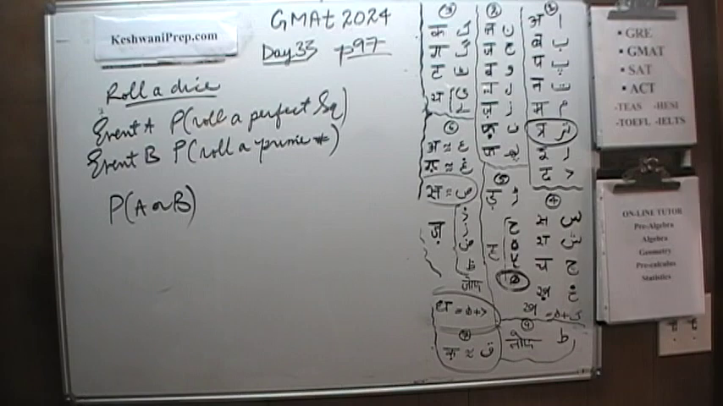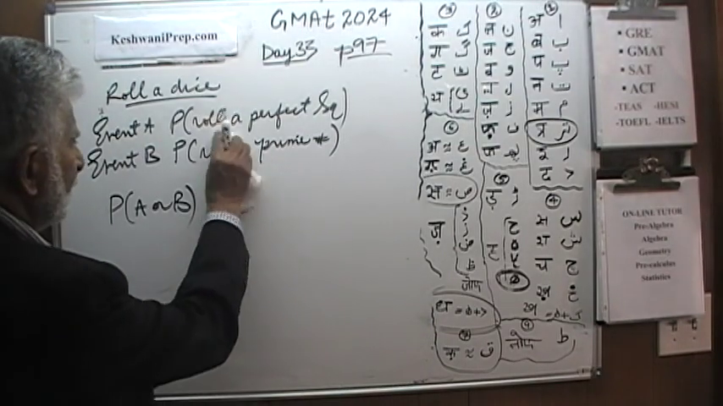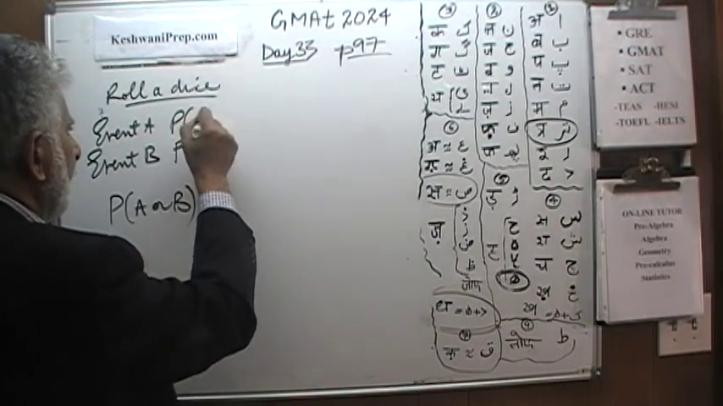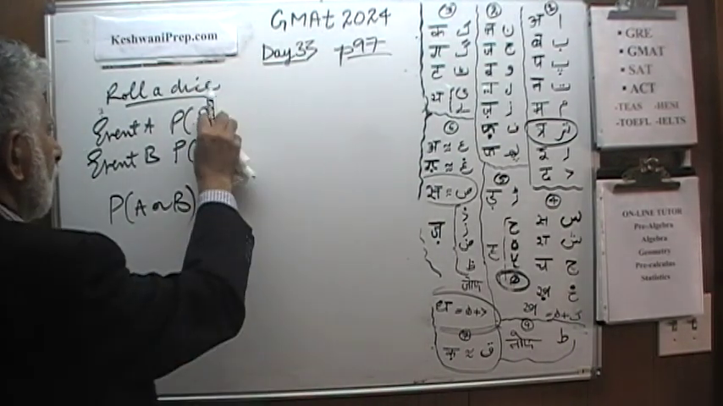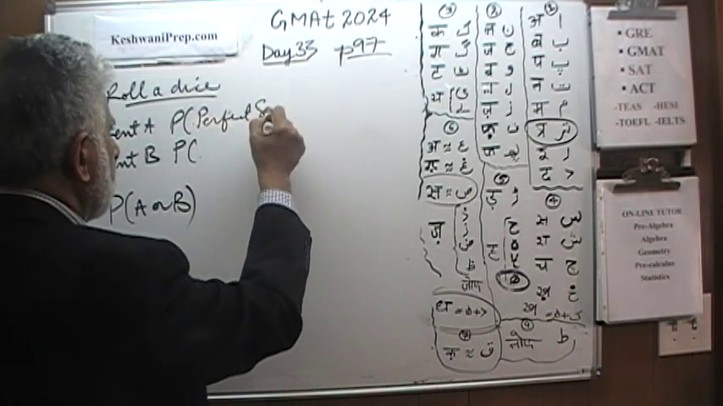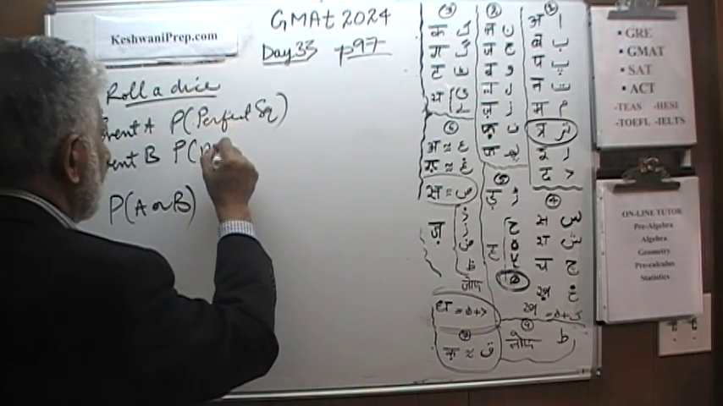So here's what's going on. I'm going to erase this roll part business so that we have the room. The odds of rolling a perfect square, or the odds of rolling a prime number.